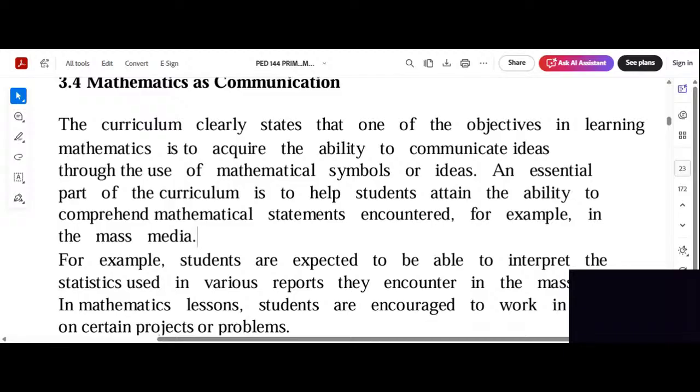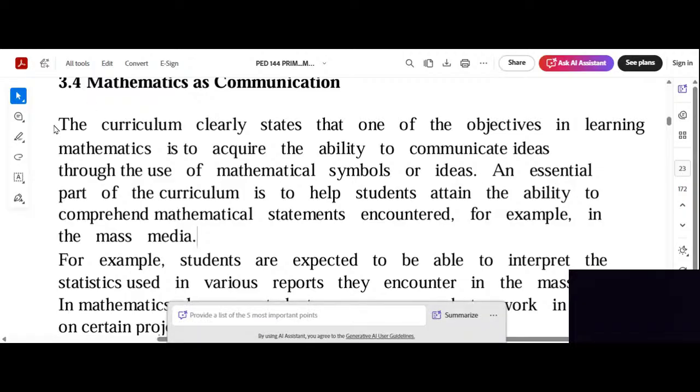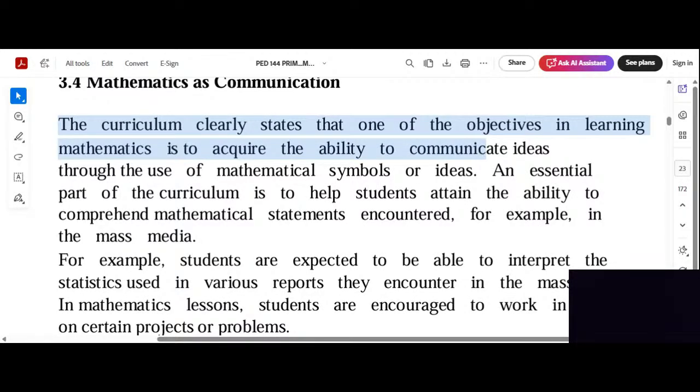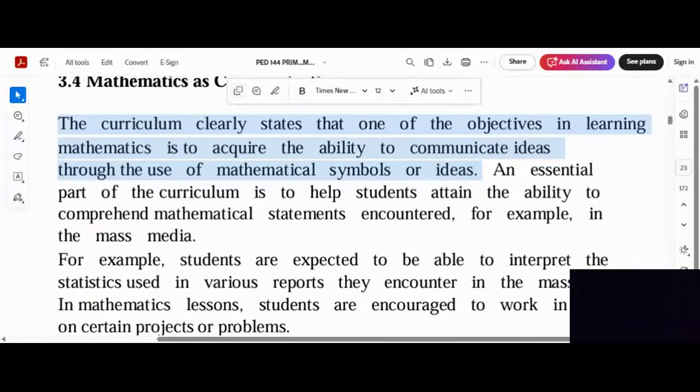I'll start by saying, what is the meaning of mathematics as communication? The first thing we are going to bring out from the first lines is that they are trying to tell us that mathematics is not only about solving calculations. Mathematics is a language. That is the idea they are trying to pass there. It's very easy for you to conclude once you hear mathematics, that is numbers, 2 plus 2, 1 plus 1, 3 divided by 2 or something. That's what comes to your mind. But you never imagine that math is a language.